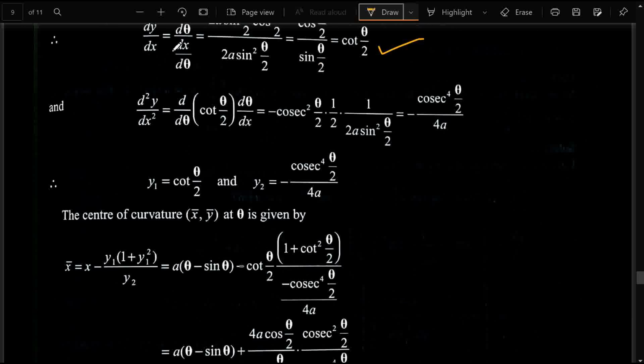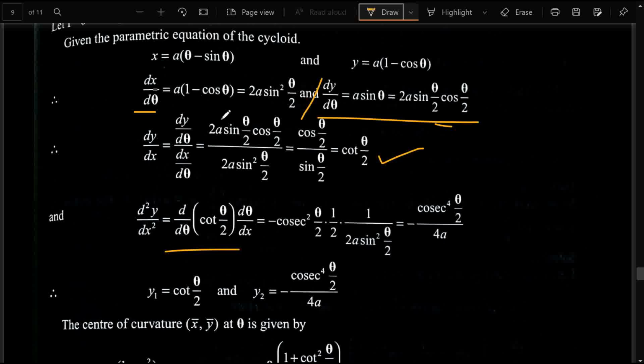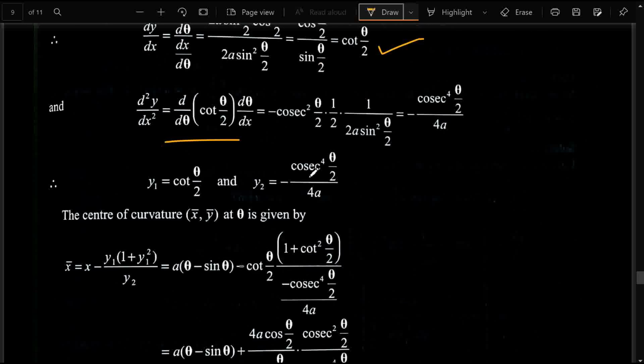And now they again differentiate with respect to x. So here you should be careful, because first you have to differentiate with respect to theta and then d theta by dx, because the variables are different here. You are differentiating with respect to x, so you should be careful. So d theta by dx, we know dx by d theta, so you have to just reciprocate and substitute here to get the y2. So y1, y2 we got it.